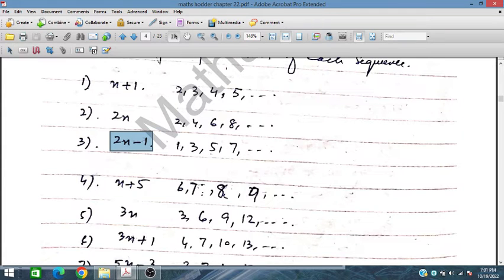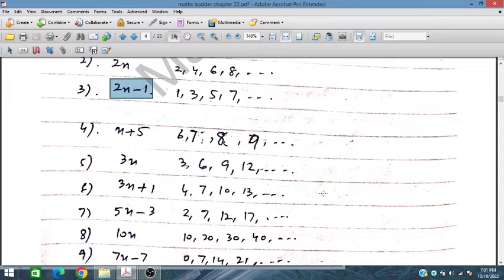So when n is equal to 1, this becomes 3 plus 1, 4. When n is equal to 2, 6 plus 1, 7. When n is 3, 9 plus 1, 10. When n is 4, 12 plus 1, 13. When n is 5, 15 plus 1, 16. So this is the way the patterns generate.